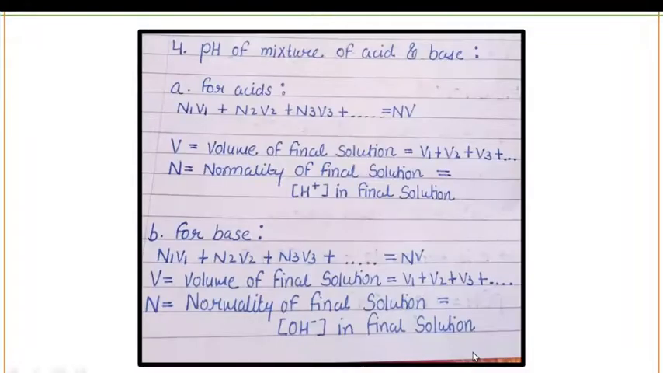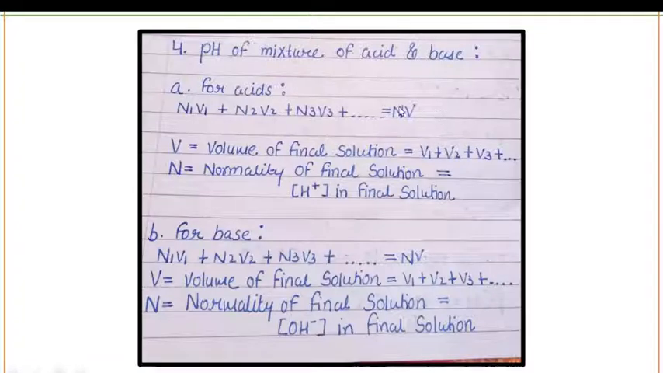Okay. Next we have pH of mixtures of acid and base. Number 1 is for acids. To calculate the pH for acids, we have different kinds of mixtures, and we are going to prepare a single solution from different acids, and different acids have different concentrations and volumes. If you want to calculate the pH of that complete solution, we have the general formula N1V1 plus N2V2 plus N3V3 equals NV.